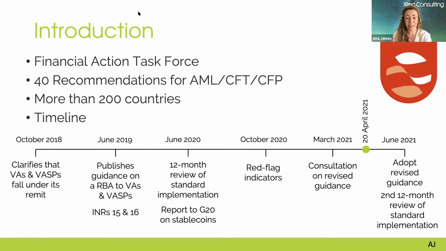In June 2019, it published the first draft of the guidance that is now out for consultation, which was aimed at helping countries and industry, so obliged entities that could be either financial institutions or VASPs or other designated non-financial businesses or professions such as gaming companies, to implement the standards and comply with them. At the same time, in June 2019, it published interpretive notes to its recommendations 15 and 16, also to provide further guidance on how to implement the standards.